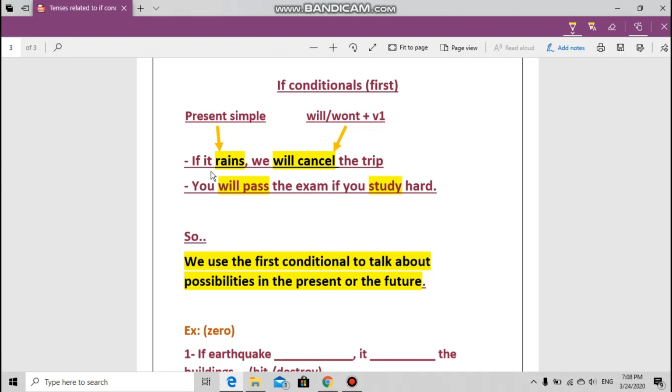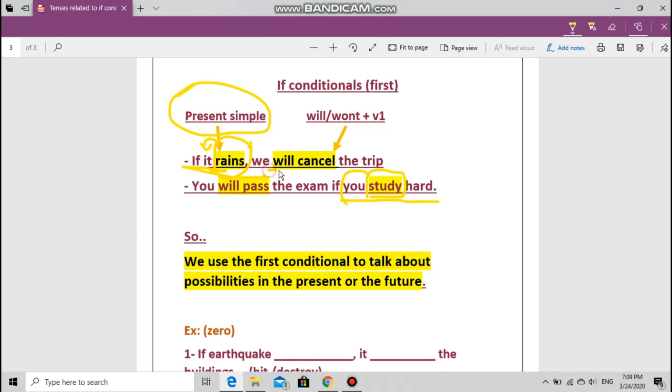Look at here, at the if clause. Rains. The verb, I put s on it because also here, look, present simple. Why did I put s here? Because the subject is it, which is the weak one. Look at here. If you study hard, look here. Study is just a verb in the present simple, and I didn't add s to it because it's not one of the weak subjects or pronouns.